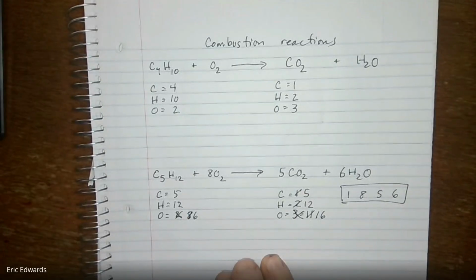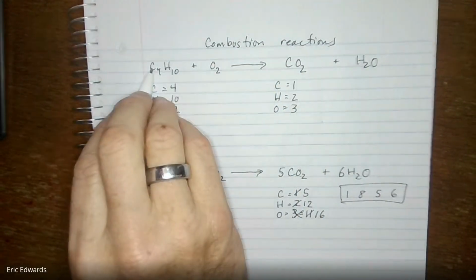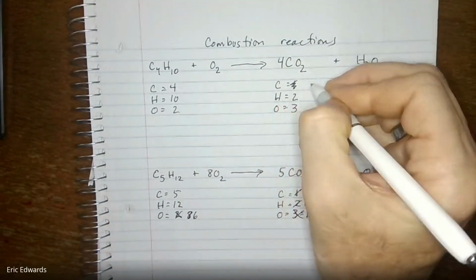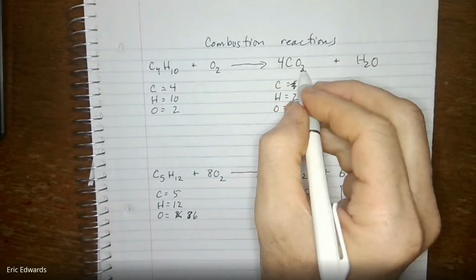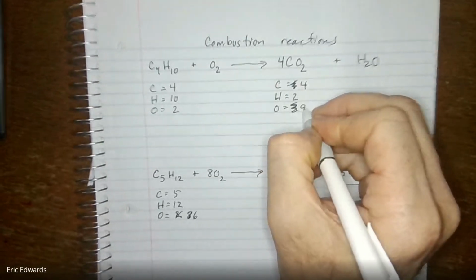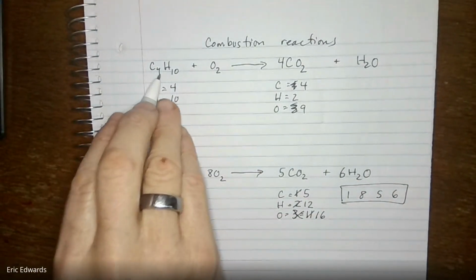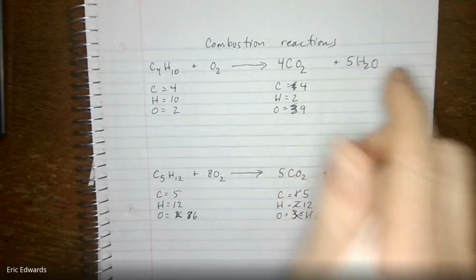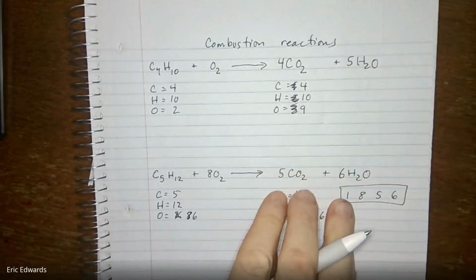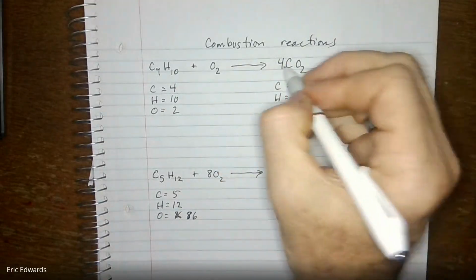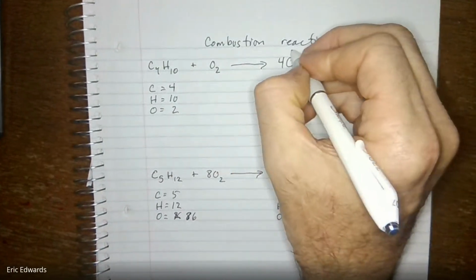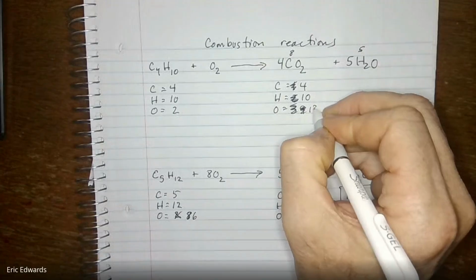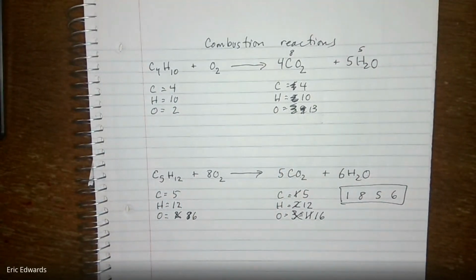So we're going to start out the same way, where we go, okay, I've got 4 carbons over here. Let me put 4 carbons over here. Easy. That changes that to 4, and I've got 8 plus 1, which is 9 oxygens. And then I'm going to go over here and say, okay, I need 10 hydrogens. Easy. I'll put 5 in front of that. That's going to give me my 10 hydrogens. Simple. But when I go to my oxygens now, 4 times 2 gives me 8, and 5 times 1 only gives me 1. So currently I have 9 oxygens on that side.